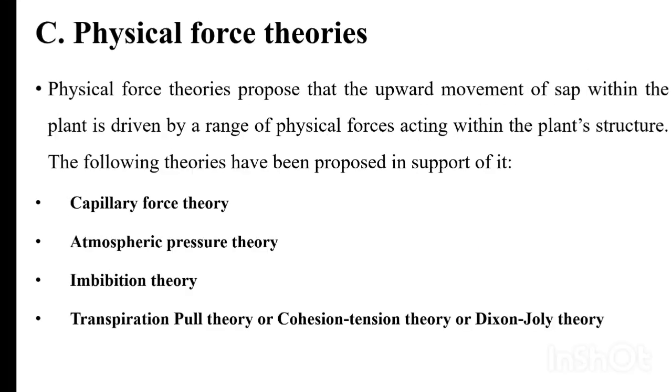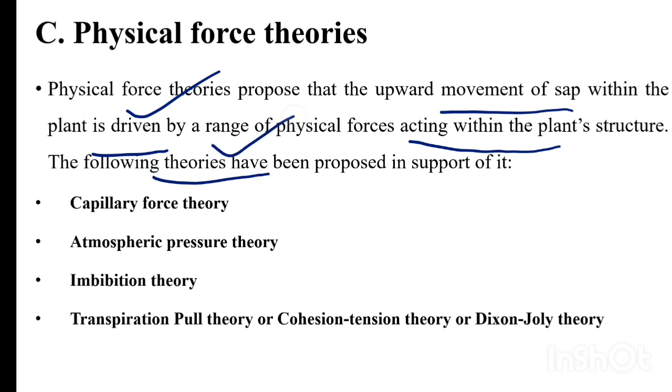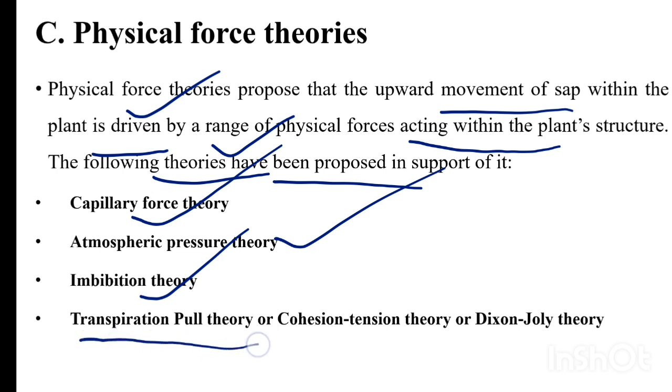Next, physical force theories. Physical force theories propose that upward movement of sap within the plant is driven by a range of physical forces acting within the plant structure. The following theories have been proposed in support of it. At first, capillary force theory. Second is atmospheric pressure theory. Third is imbibition theory. The final one is transpiration pull theory, or cohesion tension theory, or Dixon-Joly theory.